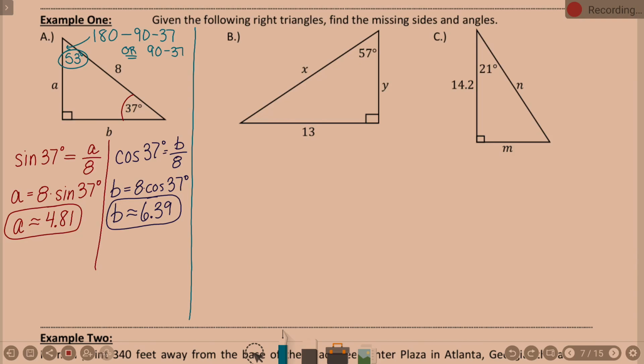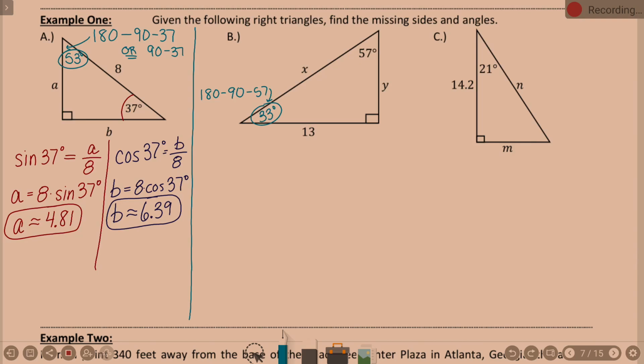Okay, part B. Let's practice. We have 13 and 57 degrees provided, and technically we have 90 degrees provided. What about our angle? Let's start there. She says it's 33. Do you guys agree with her? Yeah. So that could be found by doing 180 minus 90 minus 57, or just 90 minus 57 if you prefer.